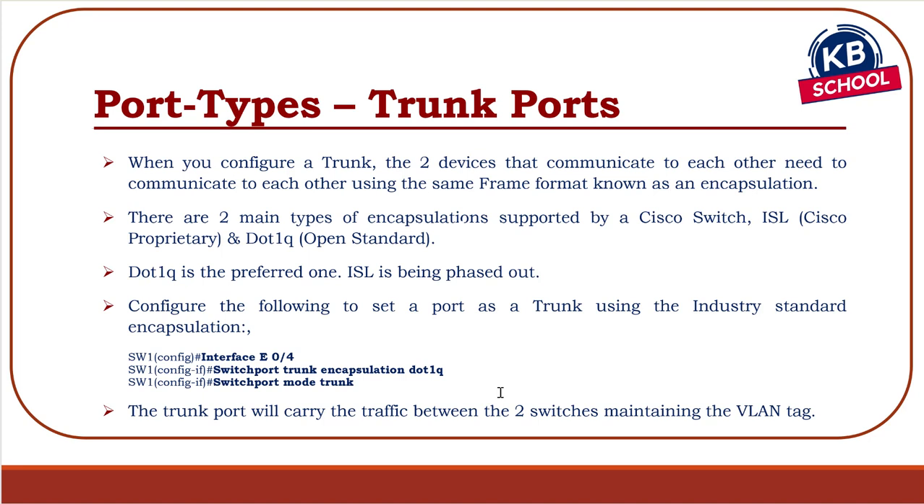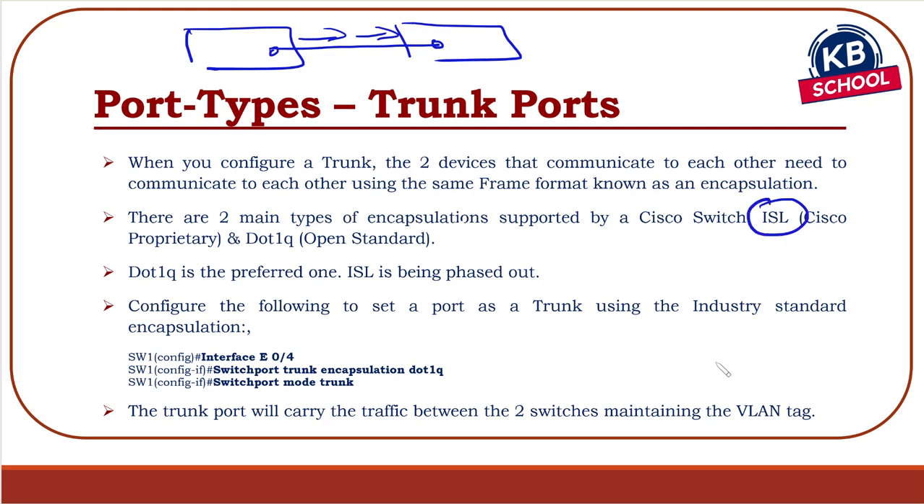Hopefully that's understood. Now, just to move forward with it, when you configure the trunk, the two devices that communicate to each other need to use the same frame format. Because normally, when you have an Ethernet frame, it does not have a concept of this VLAN tag. Within the same switch fabric, it was okay because it was within the switch. But now that I have two switches that are talking to each other, the sending and the receiving will have that VLAN tag. There are two different ways of configuring these ports to be a trunk port so that the format is understood by the other switch. There's a Cisco proprietary version of it called ISL.